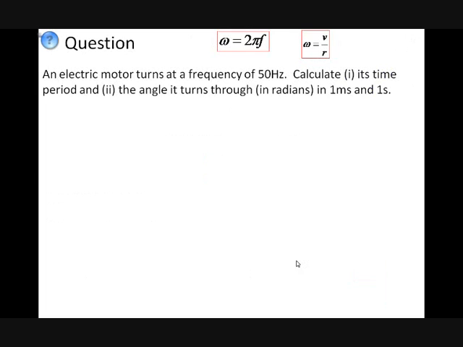Let's do a couple of quick questions. An electric motor turns at a frequency of 50 Hertz. Calculate its time period and the angle it turns through in radians in 1 millisecond and 1 second. Dead easy, first of all. We know the formula for time period is 1 over the frequency. 1 over 50 is 0.02. Written in seconds, that would be 20 milliseconds.